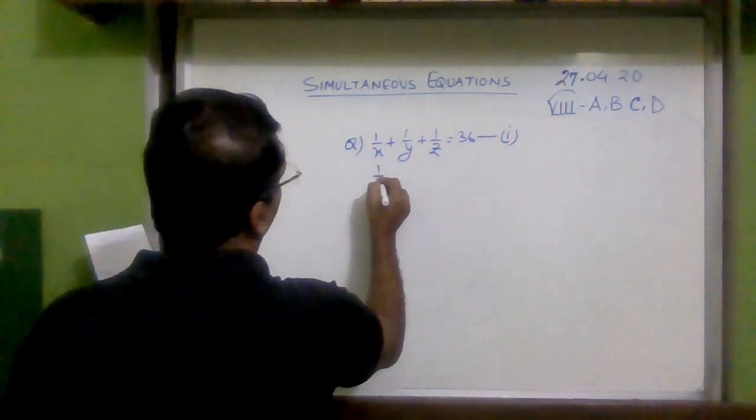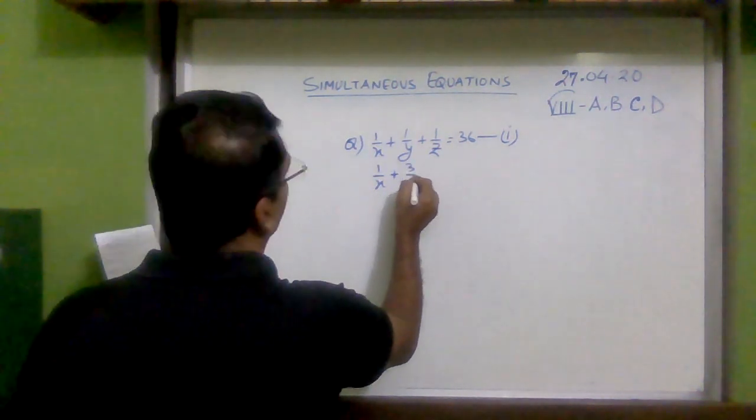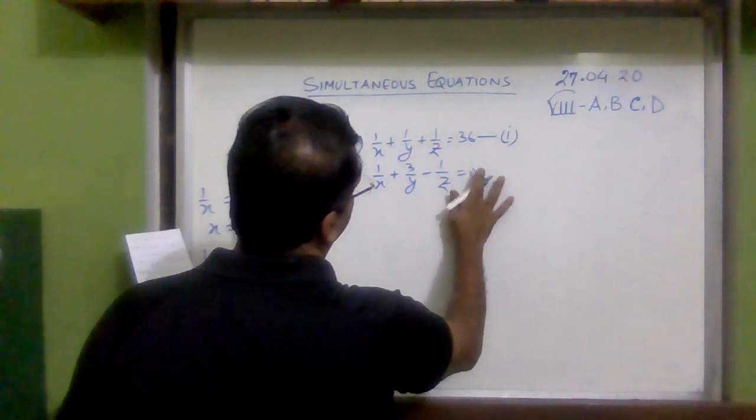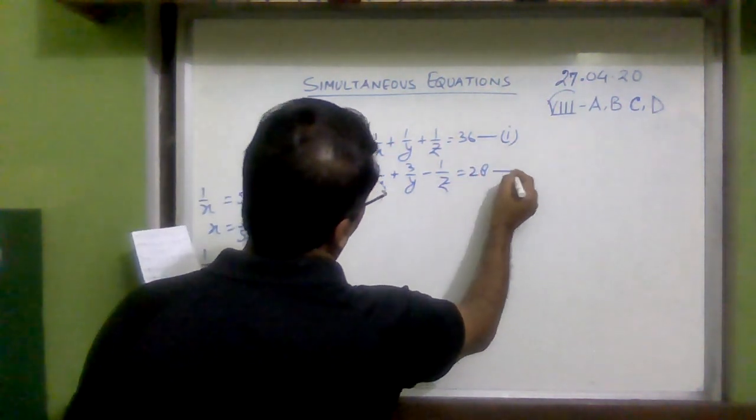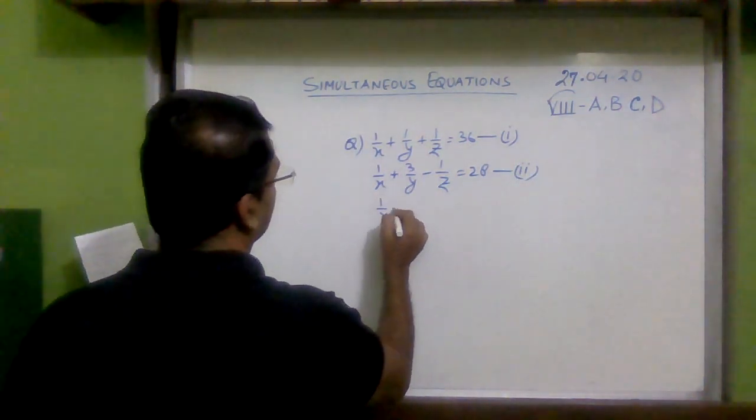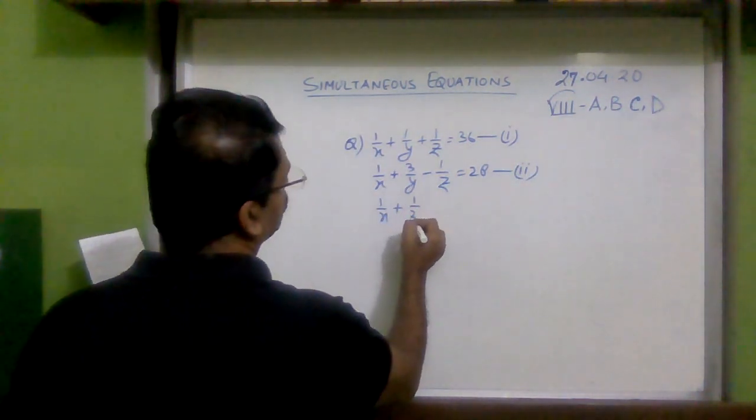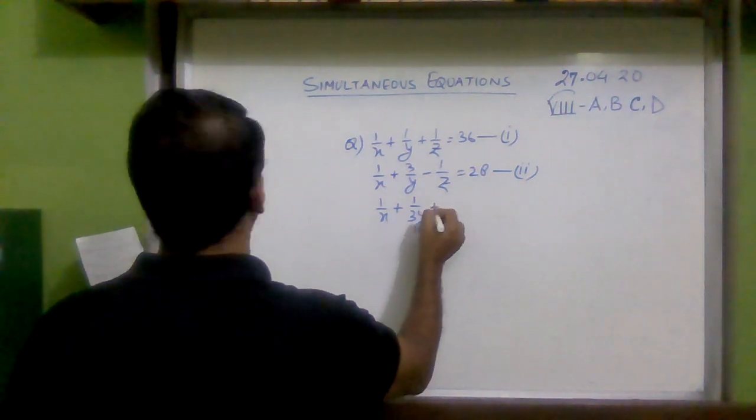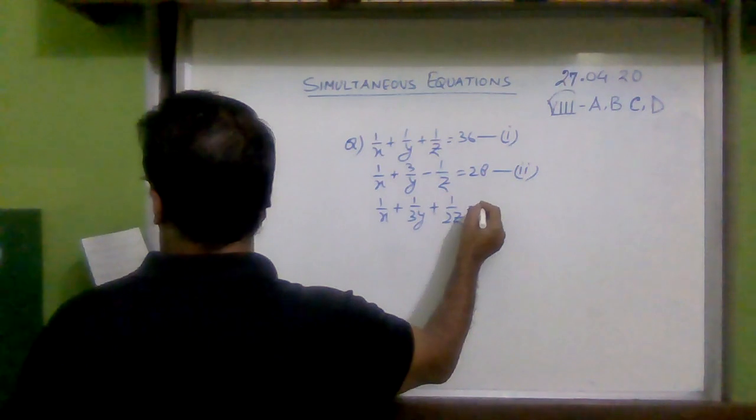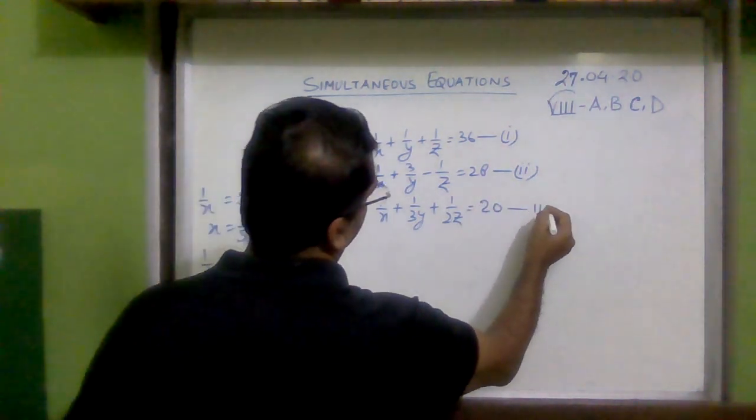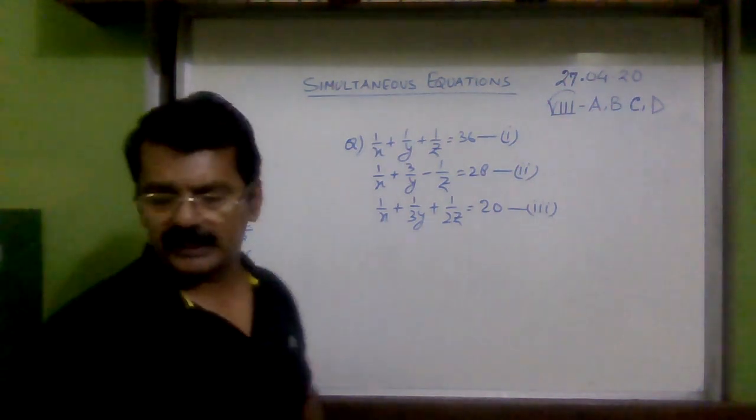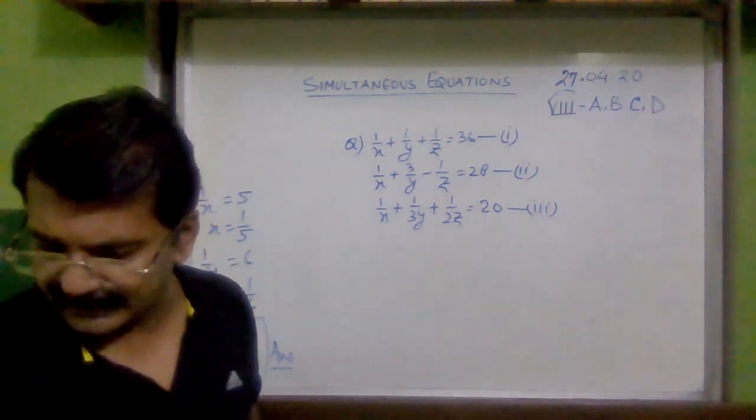Then 1 upon x plus 3 upon y minus 1 upon z is equal to 28. That is equation number 2. And 1 upon x plus 1 upon 3y plus 1 upon 2z is equal to 20. That is equation number 3. Now we have to solve these 3 equations to get the values of x, y and z.